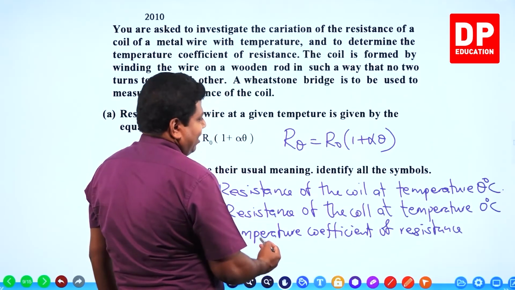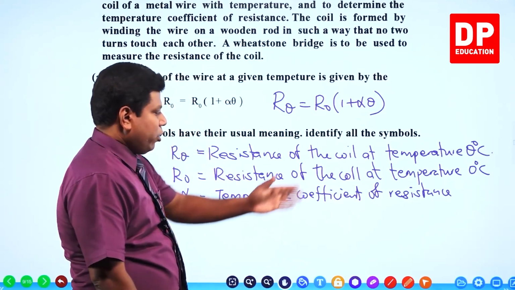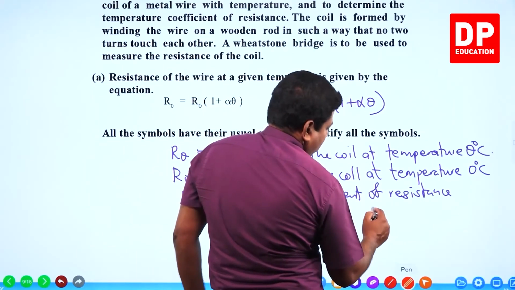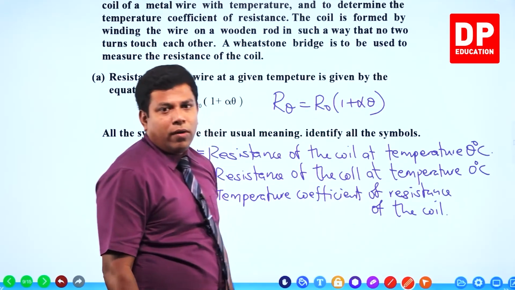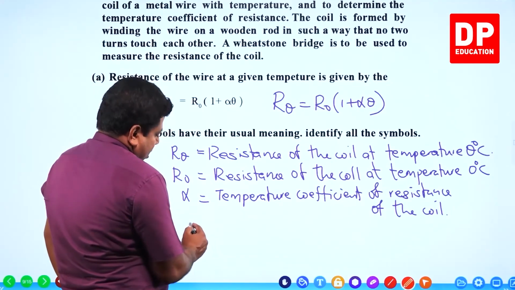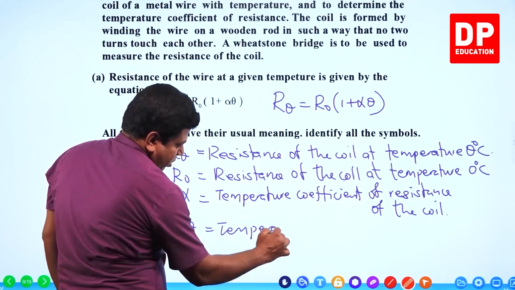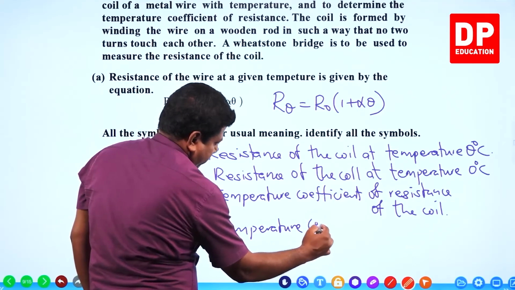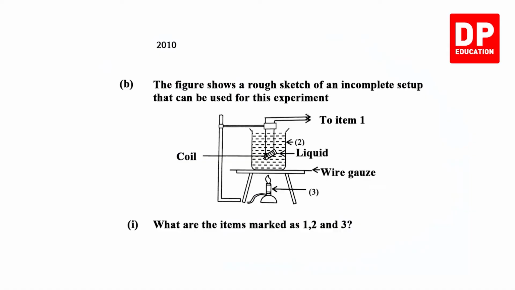You can't just leave it like that. You have to say for whom, because that depends on the material. So we can say temperature coefficient of resistance of the coil. Alpha, theta, temperature. Theta is temperature. Alright. Next. The figure shows a rough sketch of an incomplete setup that can be used for this experiment.